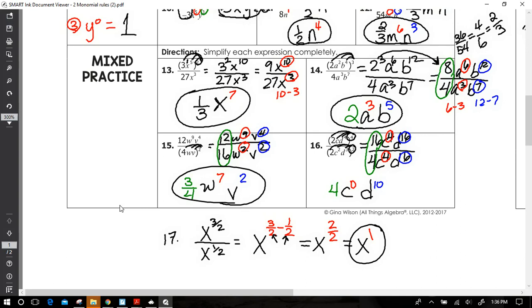And then I just need to simplify this one step further. c to the 0 power equals 1. So I need to take that out. My final answer is 4d to the 10th power.